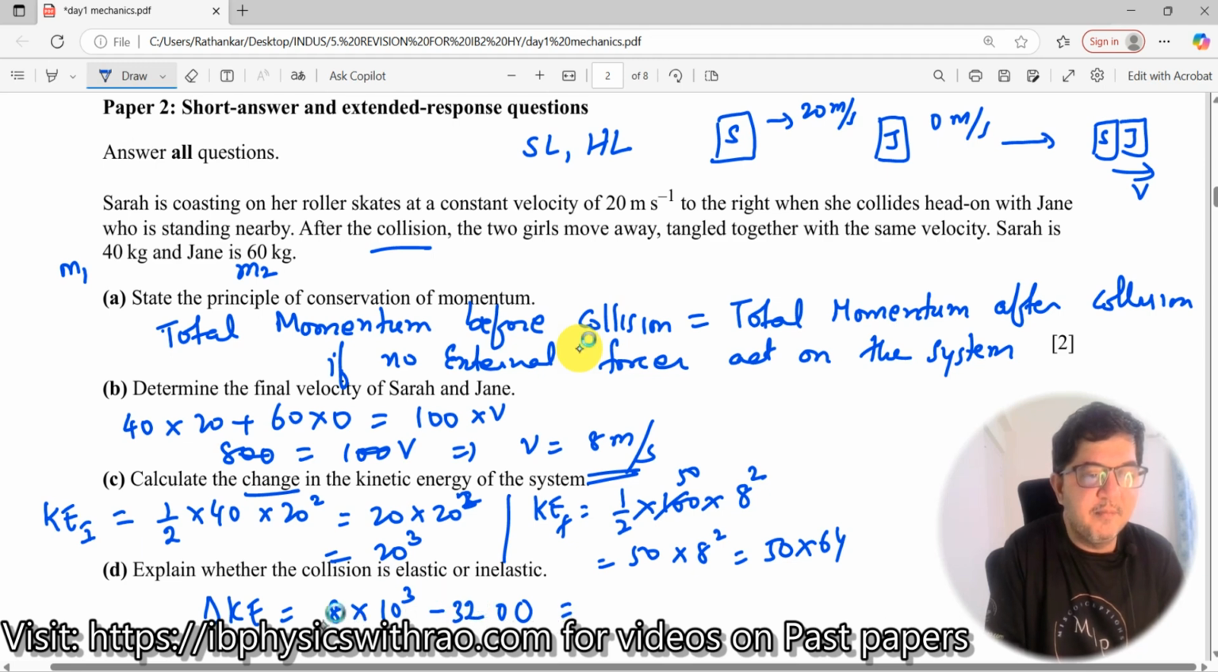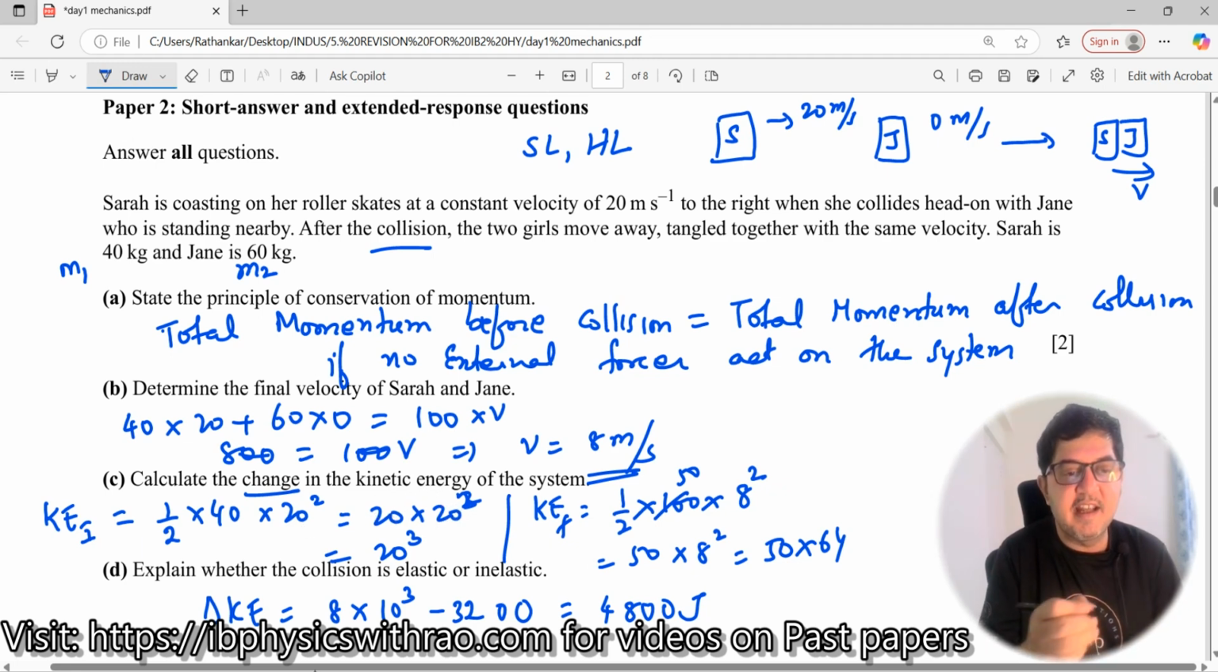Difference between them, initial minus final, would now be equal to 4800 joules. In fact, this should be negative, which means I should have taken final minus initial, which means there is an energy loss. Okay, so change in kinetic energy only is asked. He is not asked about energy lost or anything. So therefore, I took kinetic energy initial minus final over here.